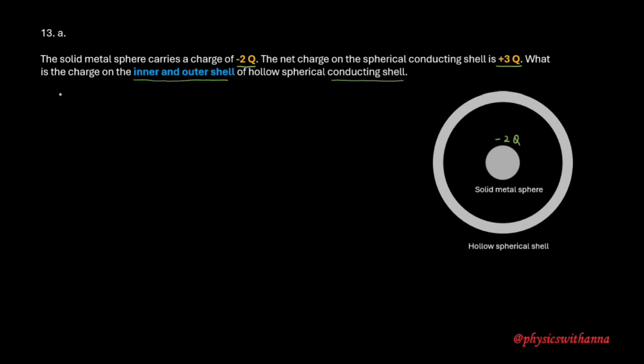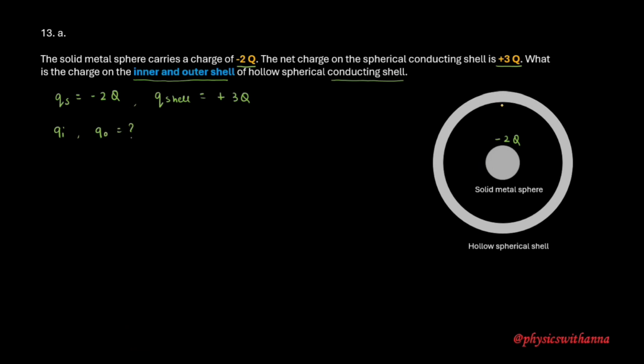and I can write this as Qs equals negative 2q. And this solid metal sphere lies in the hollow region of a spherical conducting shell, and the total charge of the shell, which we will write as Q shell, is equal to positive 3q. We need to find what is the charge on the inner and outer surface of the shell.